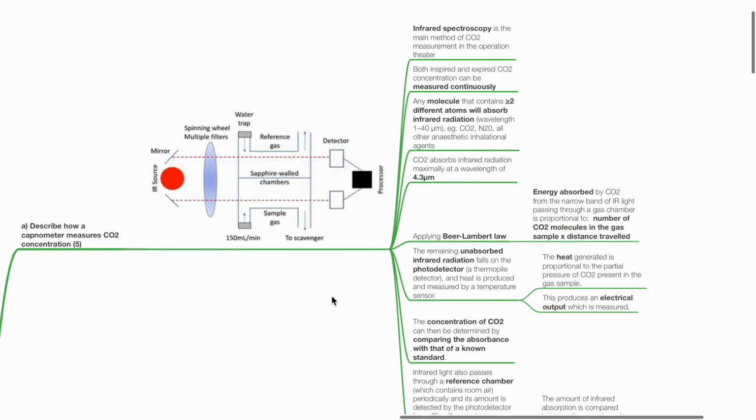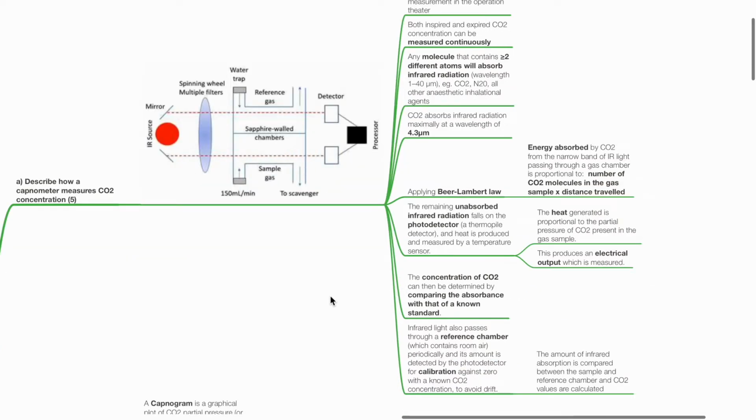Infrared spectroscopy is the main method of CO2 measurement in the operation theatre. Both inspired and expired CO2 concentration can be measured continuously. Any molecule that contains two or more different atoms will absorb infrared radiation, such as CO2, nitrous oxide, and inhalational anesthetics. CO2 absorbs infrared radiation maximally at a wavelength of 4.3 micrometer.